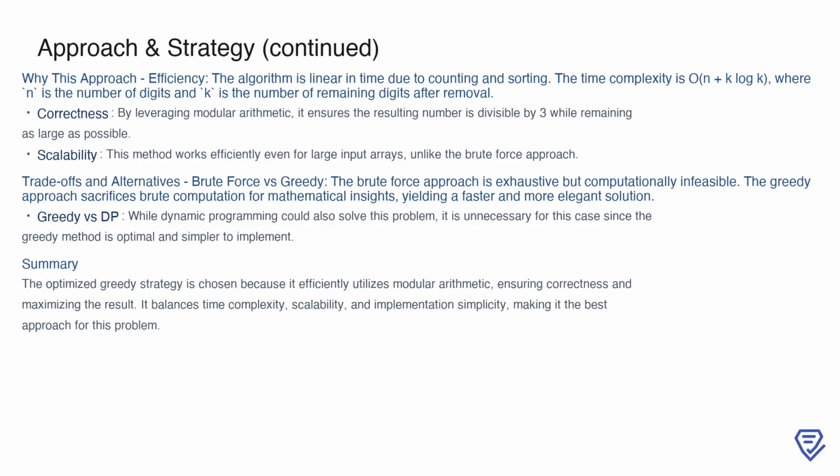Its correctness is guaranteed, as the modular arithmetic adjustments ensure that the resulting number is divisible by 3, while sorting ensures the result is as large as possible. Compared to brute force, which is computationally prohibitive, the greedy approach strikes a balance between efficiency and simplicity. While dynamic programming could also solve this problem, it is unnecessary here, as the greedy method is optimal. In summary, the optimized greedy strategy effectively utilizes mathematical insights to deliver a solution that is not only fast but also easy to implement, making it the best choice for this problem.